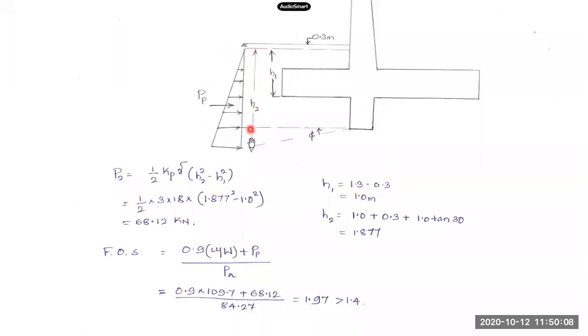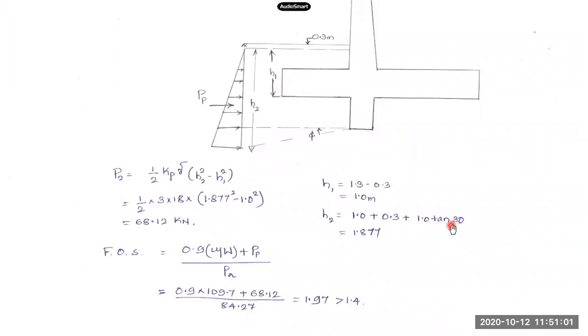H2 is from here up to the bottom of this passive earth pressure distribution. So what I get here is H1, 1 meter, plus the depth of the shear key, plus this distribution of the soil pressure, which acts at an angle of repose with the horizontal. So 1 plus 0.3, the depth of the shear key, plus the projection of the slab beyond the shear key into tan of this angle of repose. The shear key I have provided is exactly below this stem, at the same point where the stem is on the toe slab. So this projection comes out to be 1 meter, which we calculated earlier.